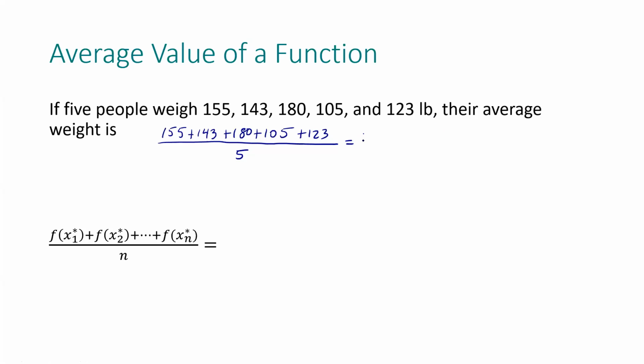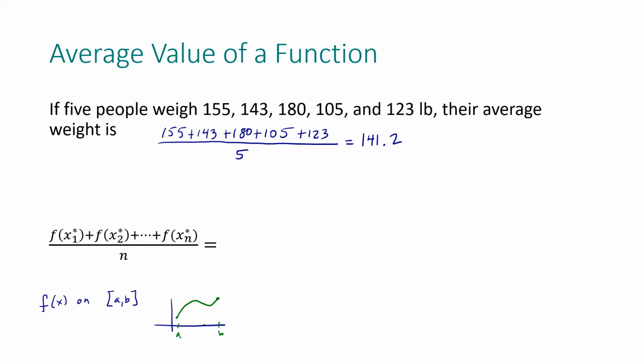Maybe something around 141.2. Okay, but this is just looking at 4 different values. If we have a function, say f of x on some interval a, b, this is not just a collection of points, it's actually infinitely many points.